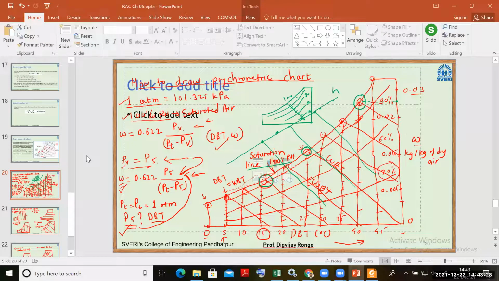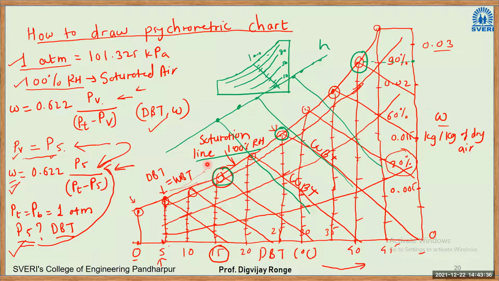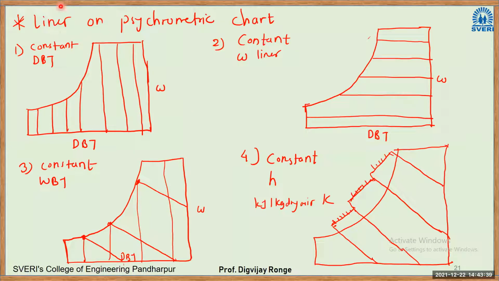Okay. Now we'll move to the next point here, the psychrometric processes. So, lines on the psychrometric chart. As DBT lies on the horizontal axis, if you draw vertical lines, those will represent constant DBT lines. Okay, vertical lines are the constant DBT lines. Now on the ordinate, we have specific humidity. If you draw horizontal lines, those will represent constant specific humidity lines.